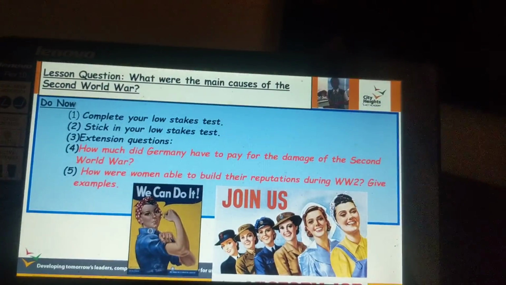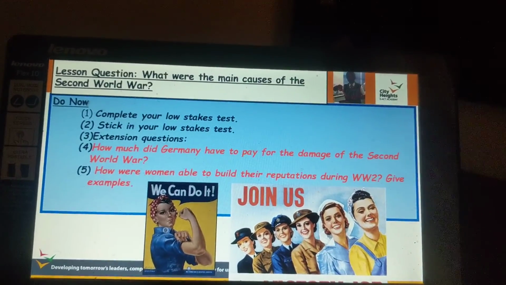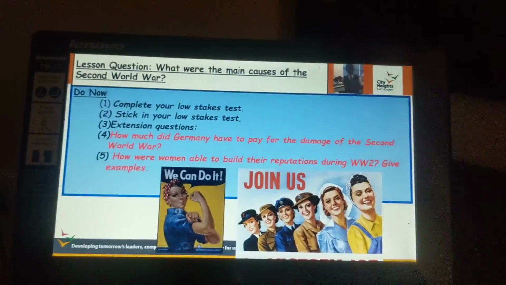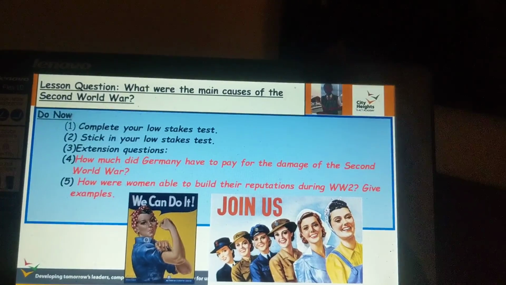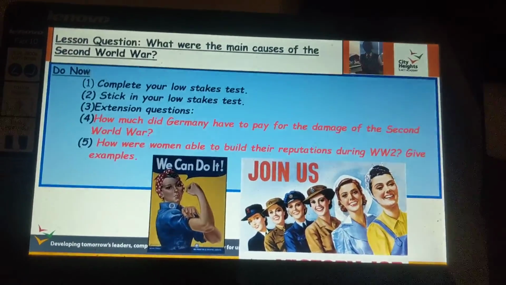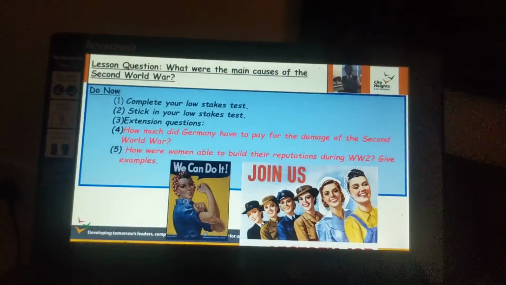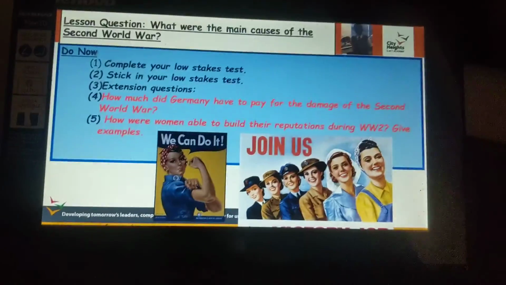What were women's main roles during that time, and how were they able to demonstrate and show that they can do what men can do as well? What kind of jobs did they do during World War II to build their reputations? Okay, answer that question in a full sentence, and you can use the images to help you.